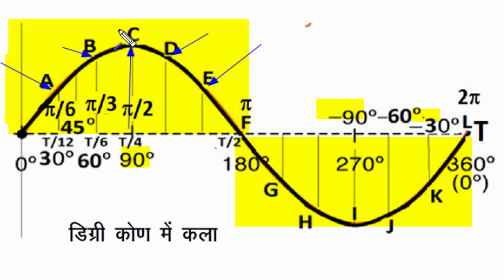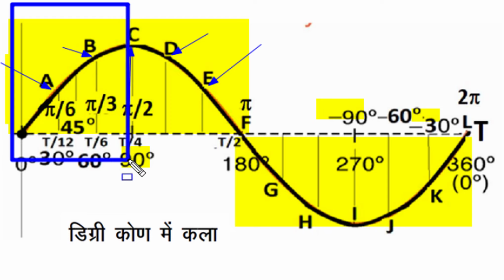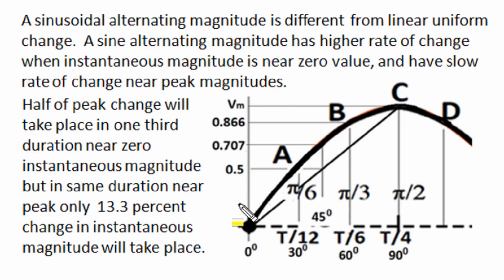So if one can understand this positive quarter, by symmetry he can get information of another quarter, or by symmetry of positive half and negative half one can get values for the negative half. A sinusoidal alternating magnitude is different from a linear uniform change. In a sinusoidal signal, the rate of change is higher when the instantaneous magnitude is near zero value, and it is slower near peak magnitude.